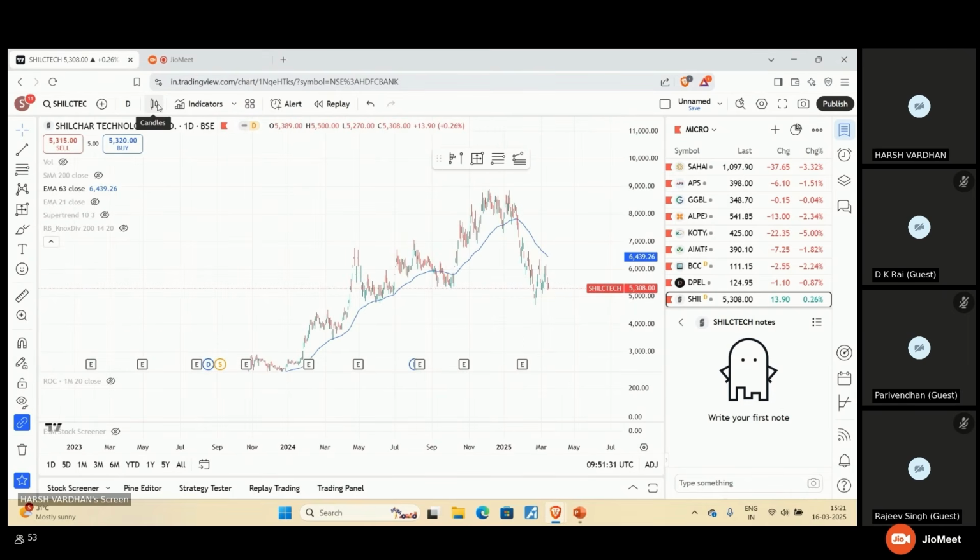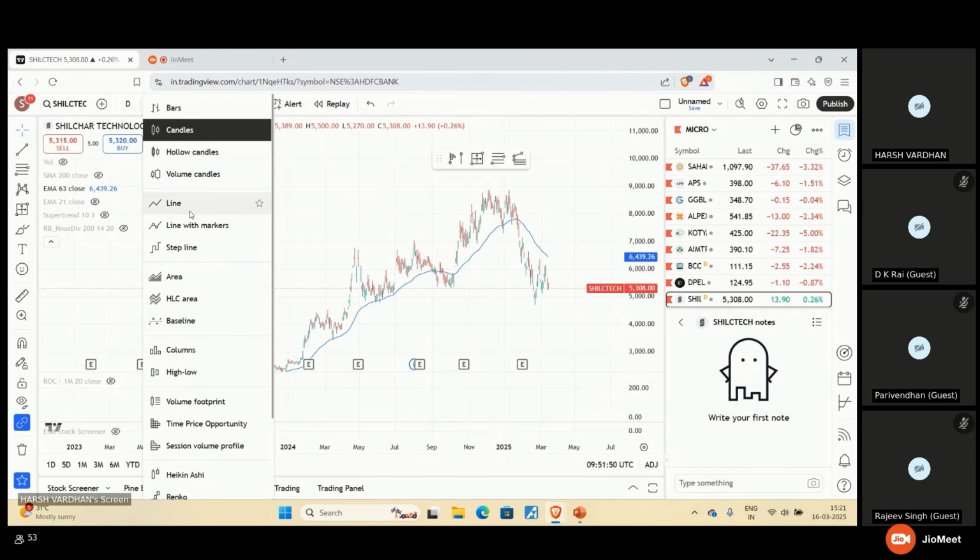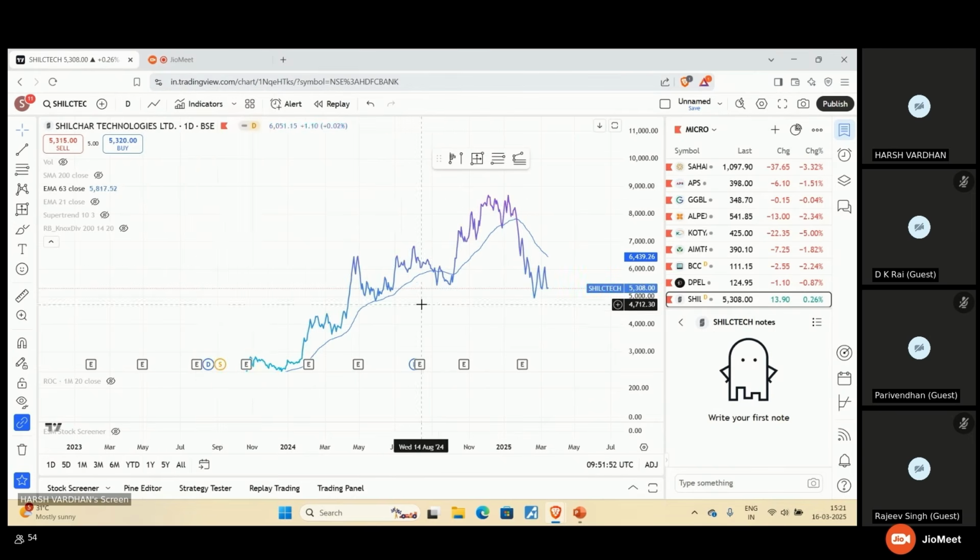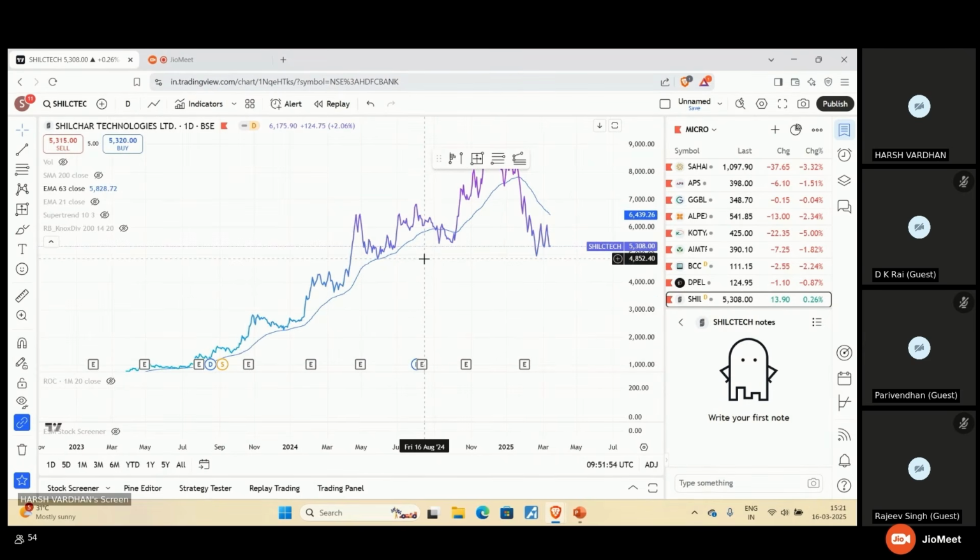And as a beginner, what you can do is go here. This platform is TradingView, by the way. If someone is not familiar with this platform, this is TradingView. I will share the link and all of TradingView with you. So you can go to candles here and select line. This will make it easier for you as a beginner to analyze this: higher high, higher low, higher high, higher low, higher high, higher low.